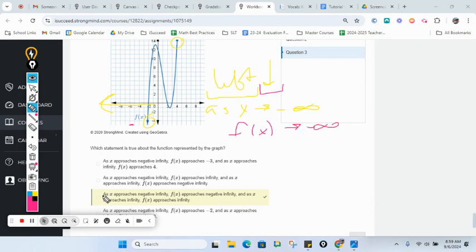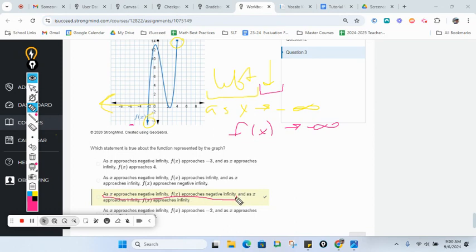So this is what we read actually right here. As x approaches negative infinity. So that's saying, hey, on the left-hand side, f of x approaches negative infinity. So on the left-hand side, my function is going down.